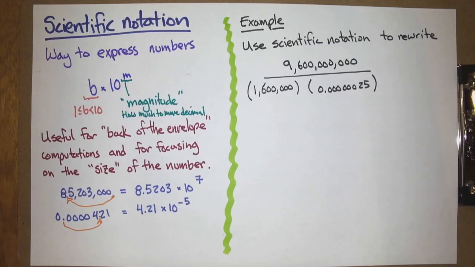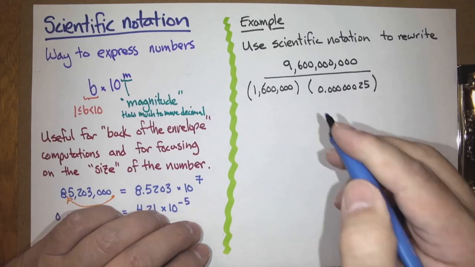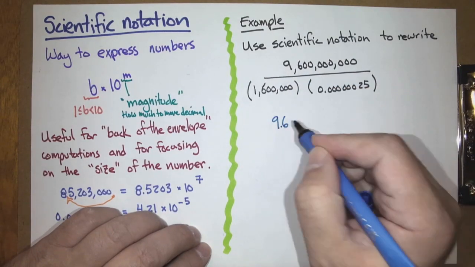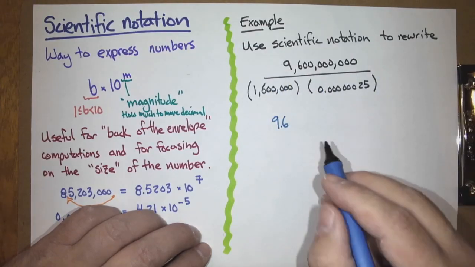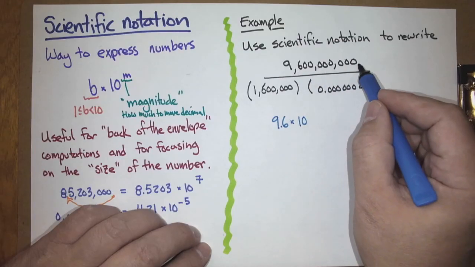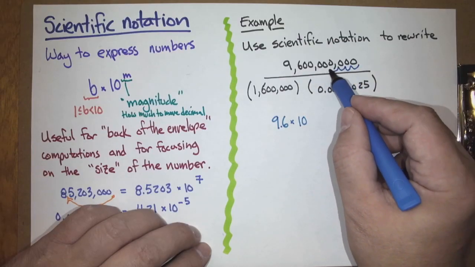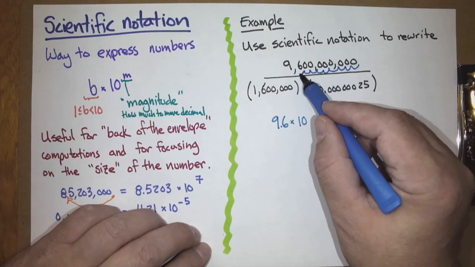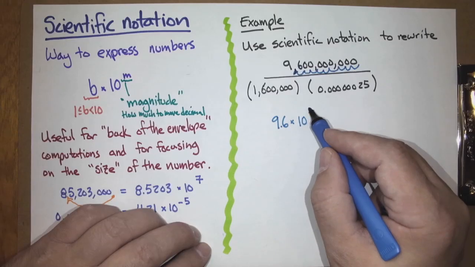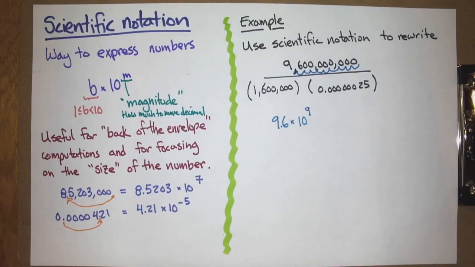All right, so we'll just do one example here. Use scientific notation to rewrite this expression. Okay, so let's start with the numerator. It starts as 9.6, and then everything is 0 after that. So 9.6 times 10. Now the question is, how far did we have to move the decimal? So you start counting. 1, 2, 3, 4, 5, 6, 7, 8, 9 places. So what exponent goes up here? To the 9. So 9.6 times 10 to the 9. We're talking billions at this point.